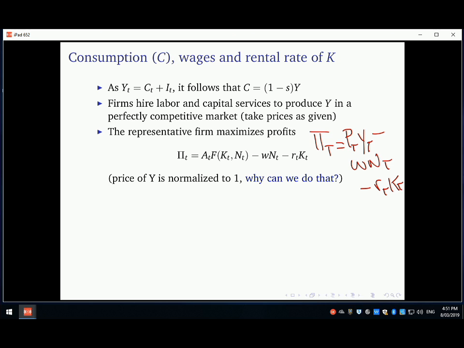And these firms want to maximize profits. Before we maximize and do the math, I'm going to normalize. You don't see the price of Y_t, you don't see P_t out there in the formula in the slides, because I can just normalize that and assume that P_t is equal to 1. Why can I do that in economics? Why?